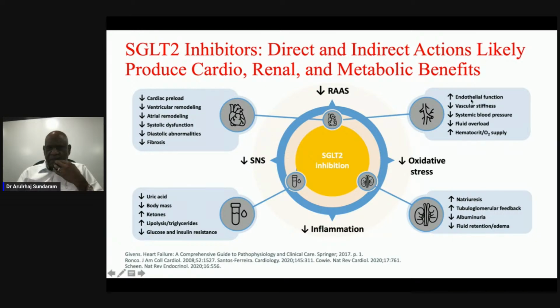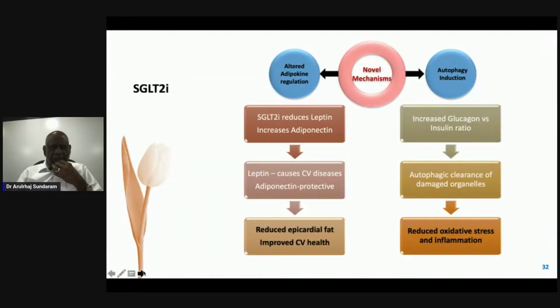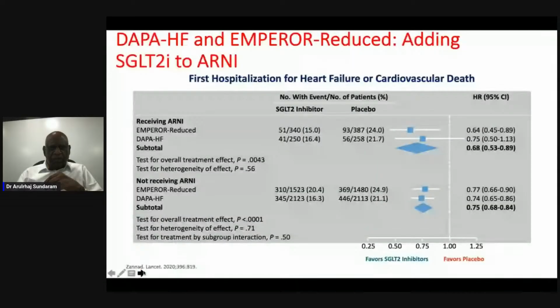And it has a vascular effect; endothelial dysfunction is being controlled very well. Therefore, it is a very ideal drug. And the SGLT inhibitor, as I said, reduces leptin and increases adiponectin, which are very useful for cardiac health. In DAPA-HF and EMPEROR, adding SGLT to the RNA group is very, very important. If you ask me what drug to use to treat heart failure, it is SGLT plus RNA. Very good combination.